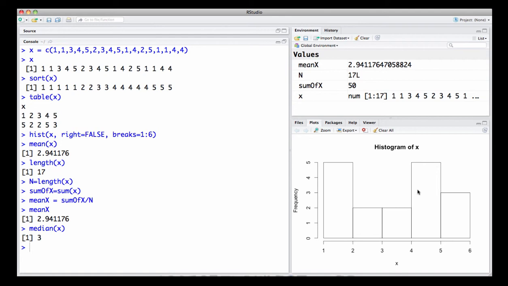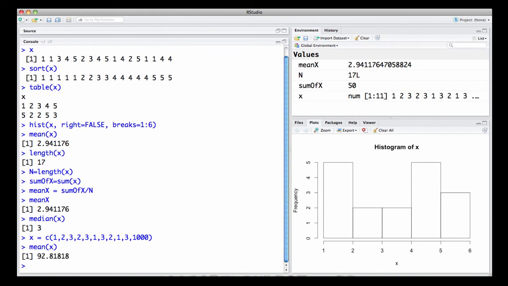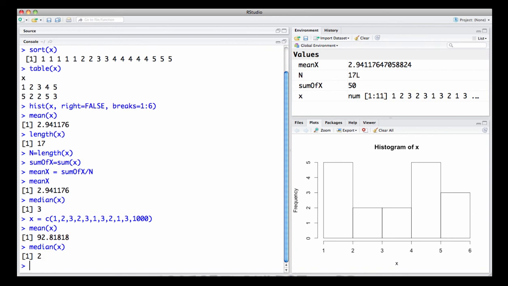The last thing I want to say about measures of central tendency is that although the mean is the most commonly used measure of central tendency, it can be very susceptible to outliers. So again, if I just build up a very simple frequency distribution like this, where most of the values are in the 1 to 3 range, but I add a value of 1,000, and then I take the mean of x, the mean is going to be very far removed from where the majority of all the values lie. In this case, a much more sensible measure of central tendency would be the median, which is 2.